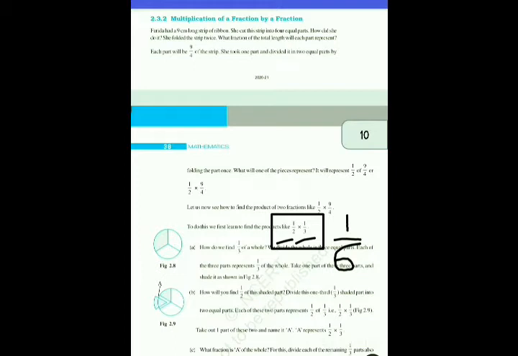Here 1 by 2 and 1 by 3 are both fractions, and the multiplication of 1 by 2 and 1 by 3 is 1 by 6. First we multiply our numerators, 1 times 1, so our answer becomes 1, and in the denominator we multiply 2 times 3, so our answer becomes 6. So 1 by 6 is the answer of 1 by 2 multiplied by 1 by 3.